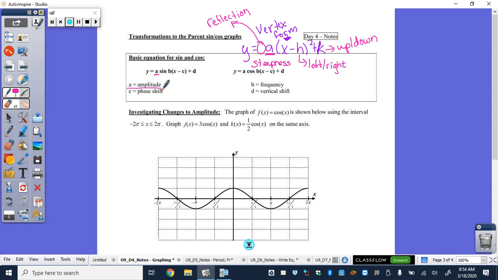So letter A out in front, that's what we call the amplitude of our graph. B is your frequency. How many times does that graph show up in the period of time? C is your phase shift. How is it moving left to right? And then D is our vertical shift, up, down. So it's all the same stuff. Your left-right shift is still in with x. Your up-down shift is at the end. The only additional thing here is that frequency, because we don't have frequencies with the other ones. They're not periodic functions. They don't keep repeating themselves.